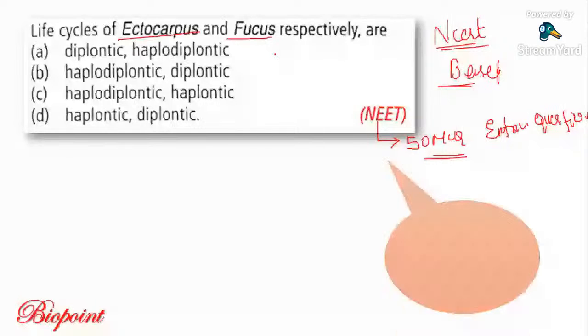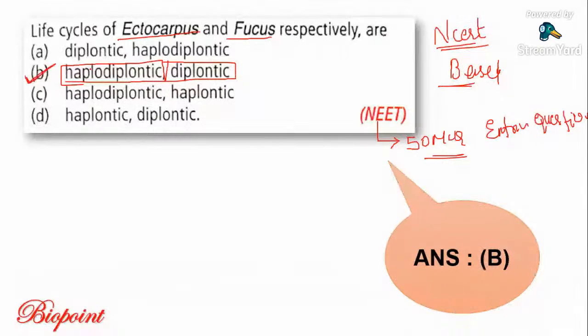Life cycle of Ectocarpus is haplodiplontic. Life cycle of Fucus is diplontic. So the correct answer is option B. Haplodiplontic and diplontic. Ectocarpus shows a haplodiplontic life cycle. Fucus shows a diplontic life cycle. I will give you a particular code for this. I'll take a separate session on this.